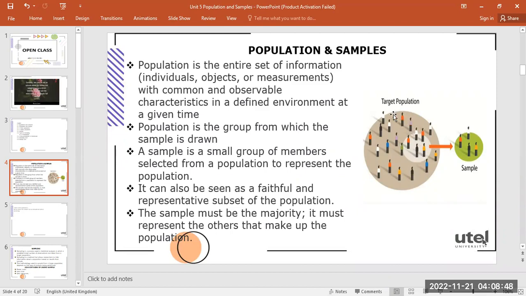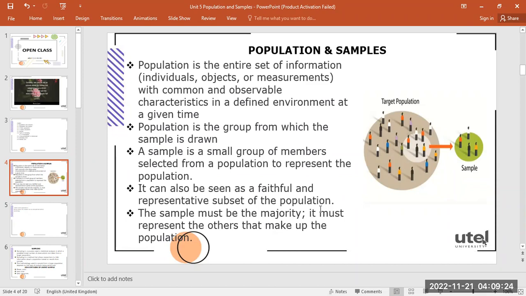So you can see that the entire set of people or objects forms the population, while out of the population, we decided to take a little subset, as shown in this white circle, and that forms what we call a sample. And that's why you can see here, I said a sample is a small group of members selected from a population to represent the population. A sample can also be seen as a faithful and representative subset of the population.